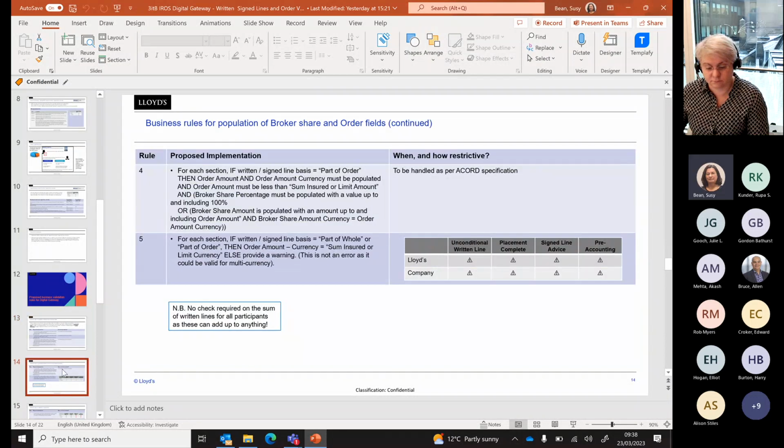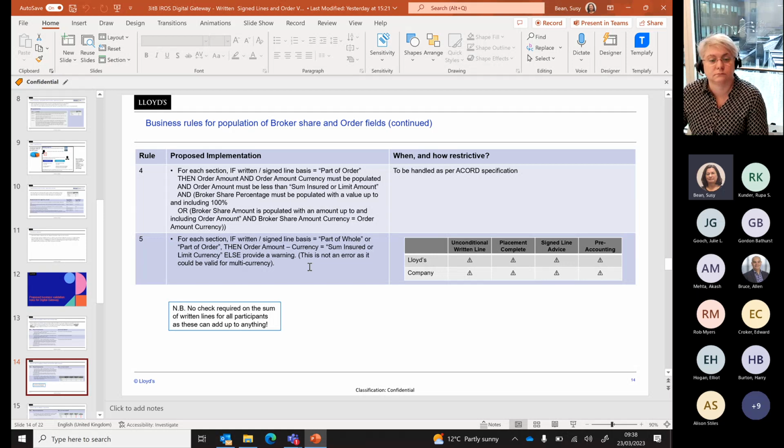Okay, so I'll move on to the 5th rule then. The 5th rule is just a check that if it's part of whole or part of order, so based on an amount, then the order amount currency is the same currency as the sum insured. And if it's not, provide a warning.